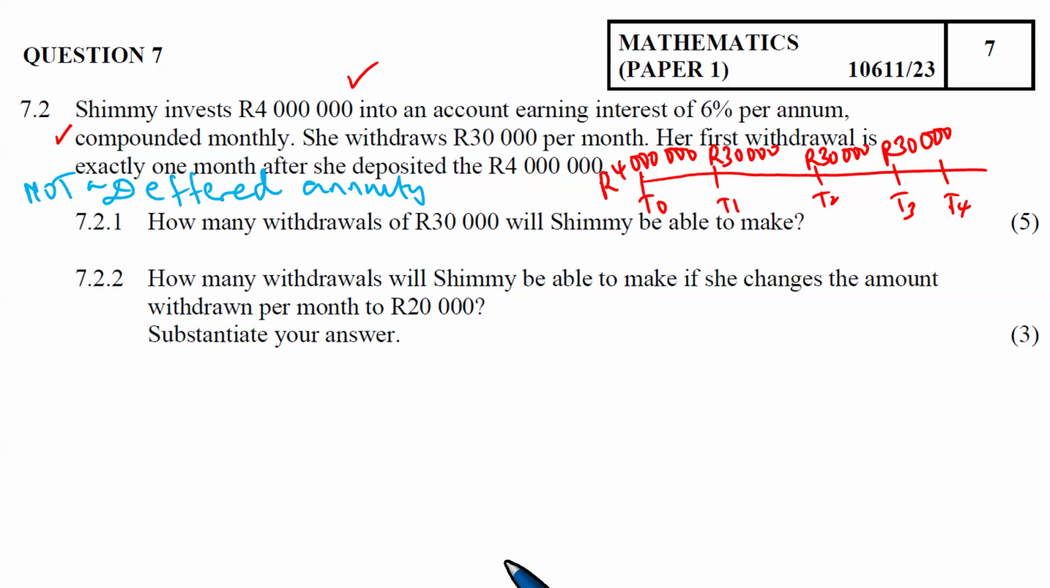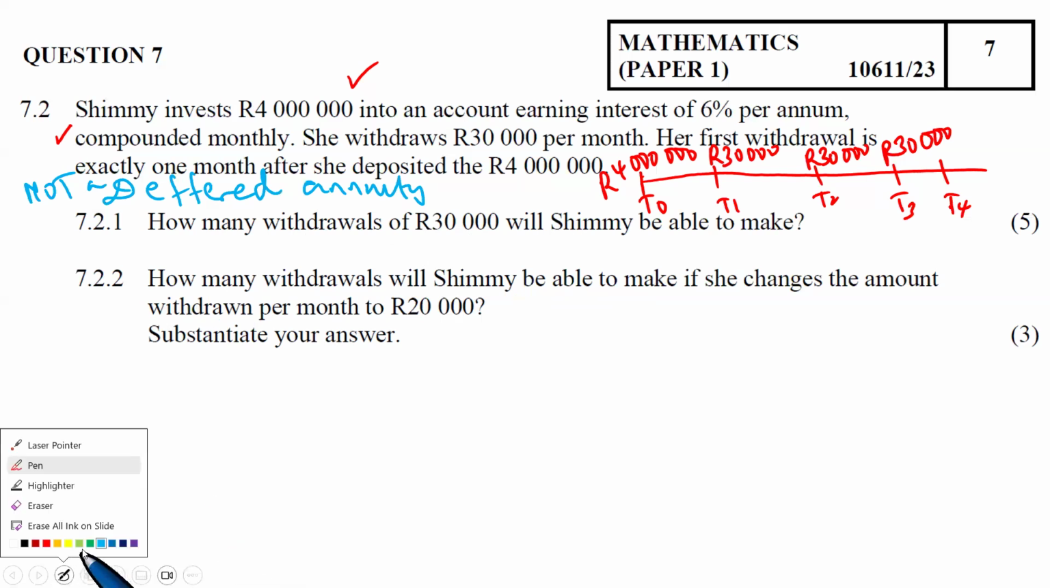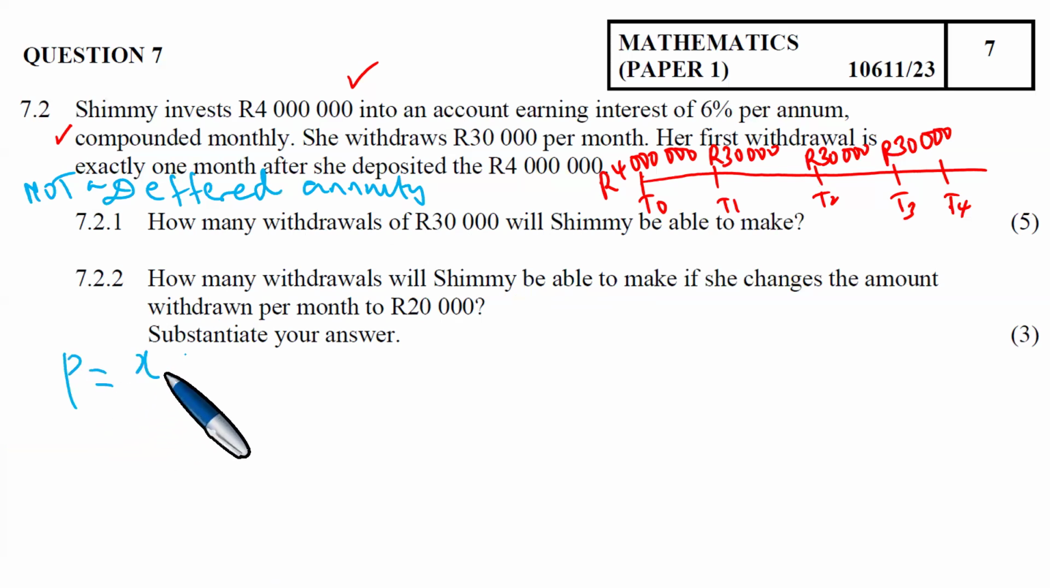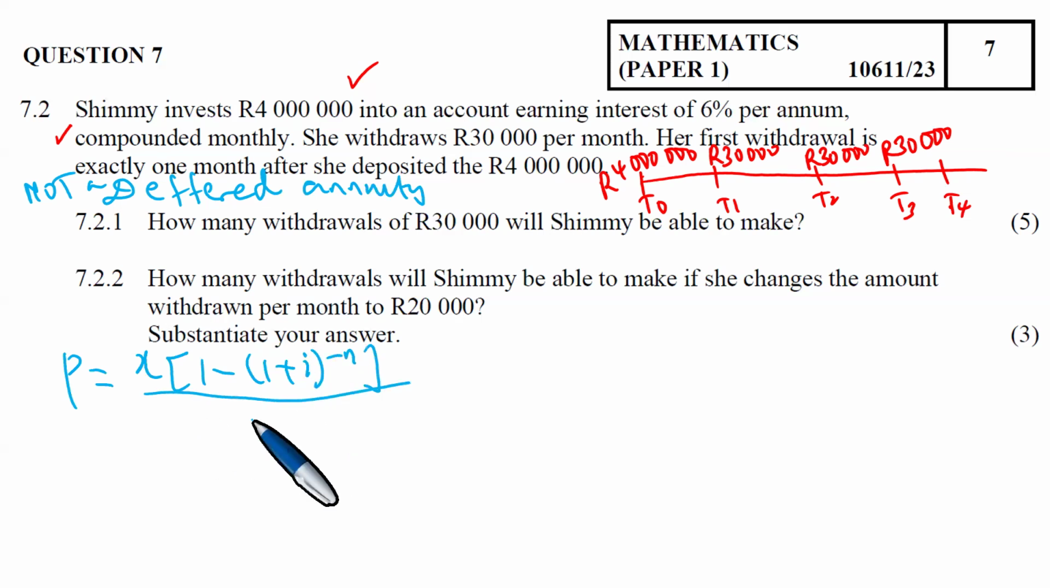Say I use the present value formula. Well done. Use the present value formula, correct. PV equals x times 1 minus 1 plus i to the power minus n, divided by i. Right, we continue. So, what is the present value? It is 4 million. Well done, it's exactly 4 million. So the present value is 4 million. x is what? 30,000.